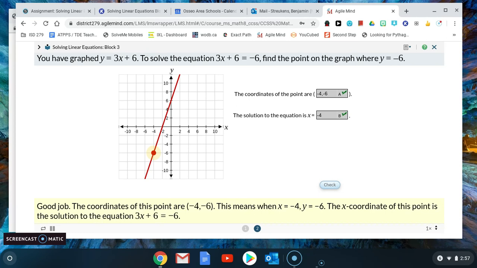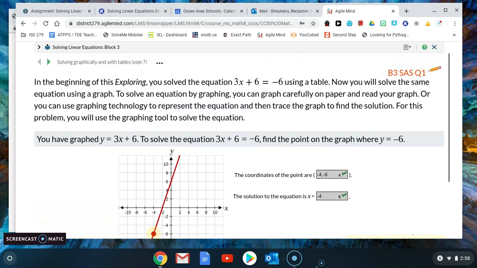Remember, if you're getting confused, pause this video, slow it down, watch it back. Anything that you need to do to make sure you get it.